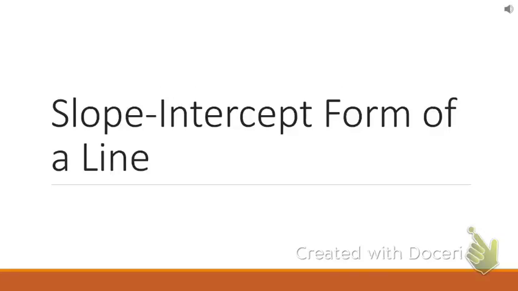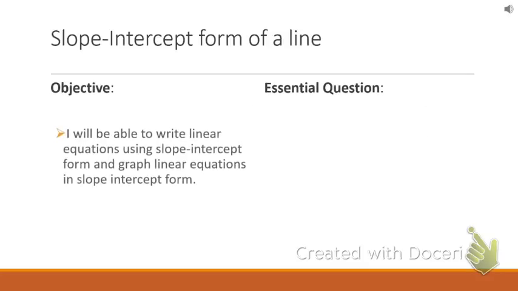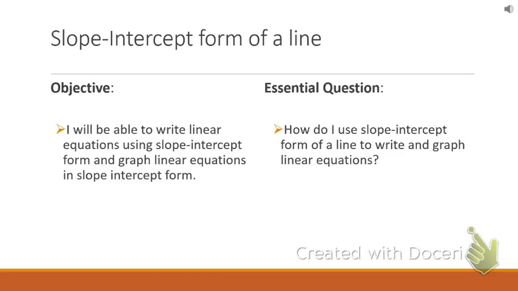So this is lesson 3.3, slope-intercept form of a line. Our objective: I will be able to write linear equations using slope-intercept form and graph linear equations in slope-intercept form. How do I use slope-intercept form of a line to write and graph linear equations will be our central question.